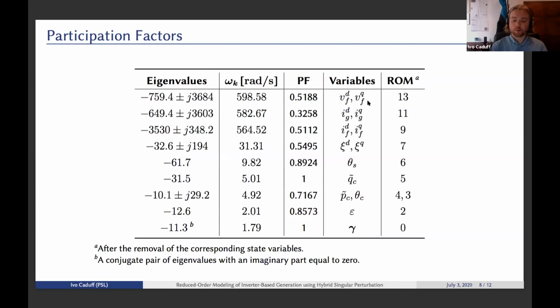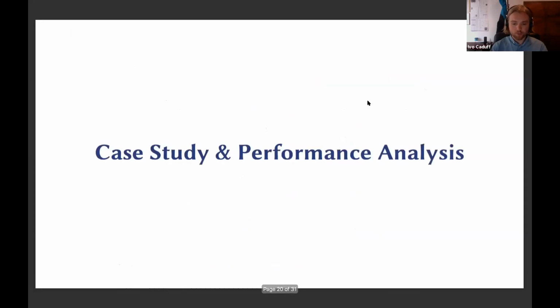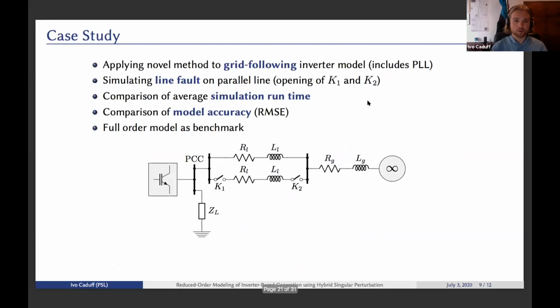To evaluate the performance of our method and to compare it to the traditional method, we ran simulations using a grid following inverter model, the one I showed before. In order to force dynamic behavior, a fault scenario was introduced. The fault is caused by instant opening of K1 and K2 as seen in the single line diagram below. This resembles a disconnection of one of two parallel connectors. Also, we introduced two metrics to quantify the results. Firstly, simulation runtime, which was averaged over 100 runs. And secondly, model accuracy, which is captured by the root mean square error of the time domain response of the reduced order model. This has all been done with the full order model as a benchmark.